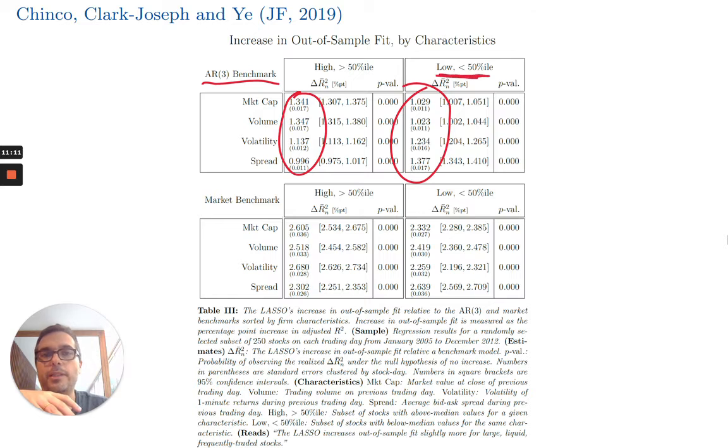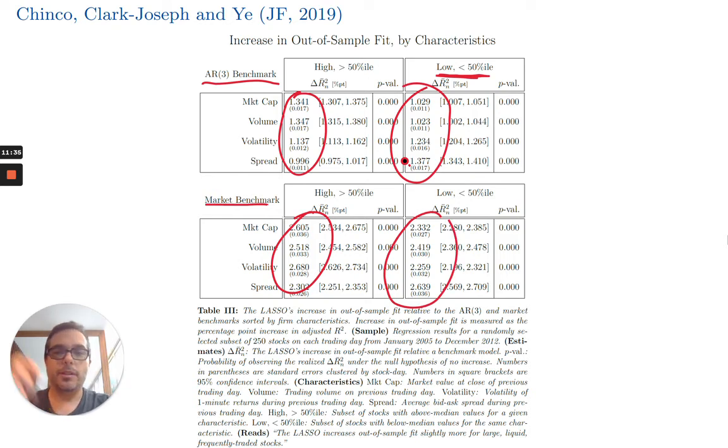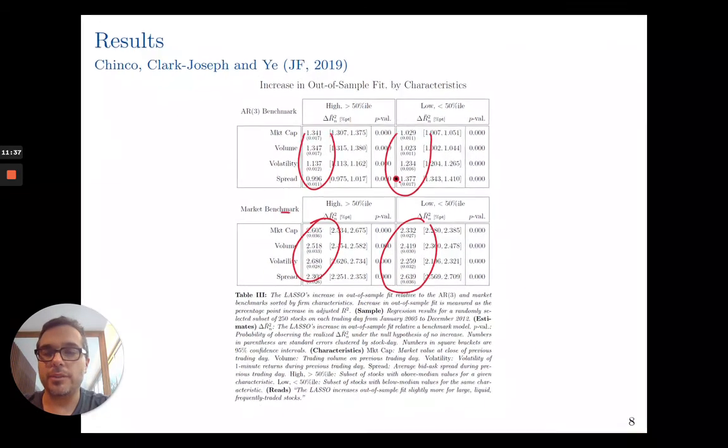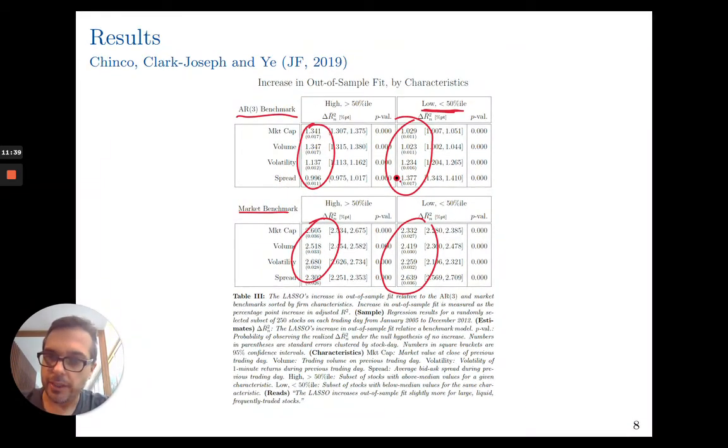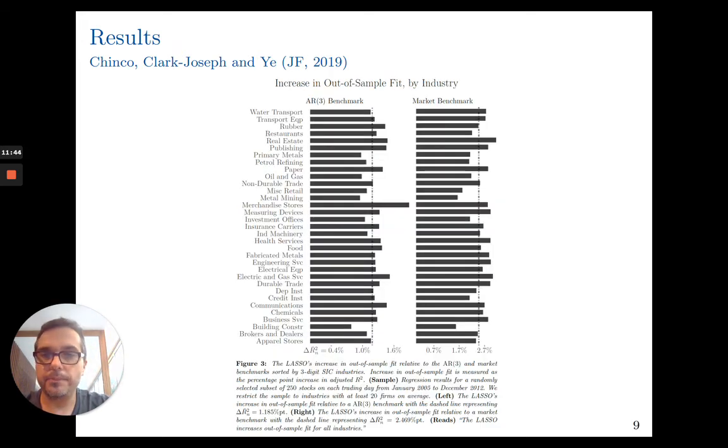And of course, for firms below the median, in some cases the gains are higher for spread and volatility, but lower for volume and market capitalization, and then it works the other way around. But you see, these differences are significant. And if you go to the market benchmark, again, very high gains and all significant. So there's no evidence that the results are being driven by specific firms. Somehow uniform over firms, okay?